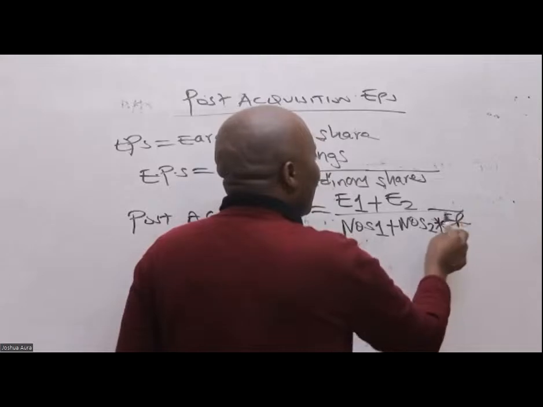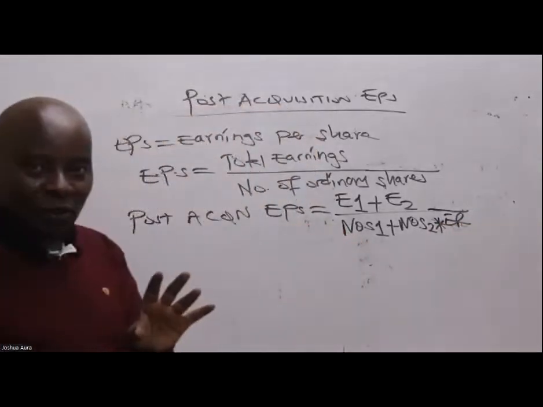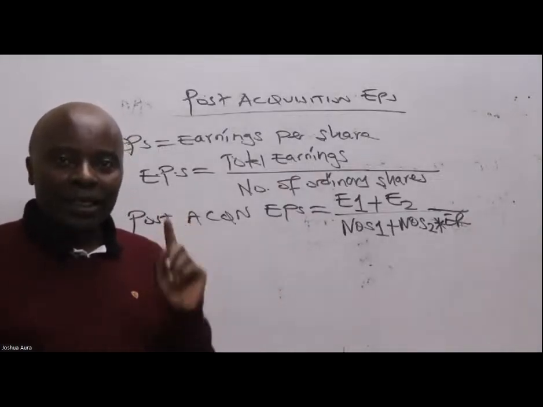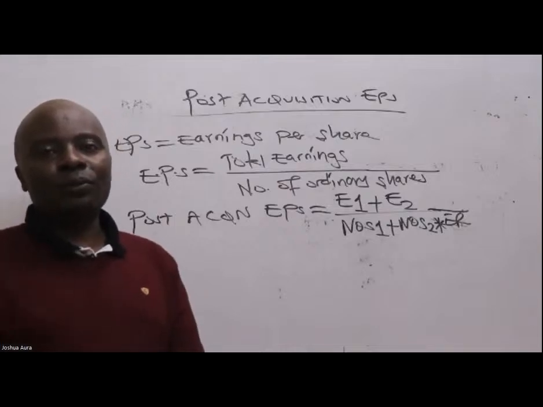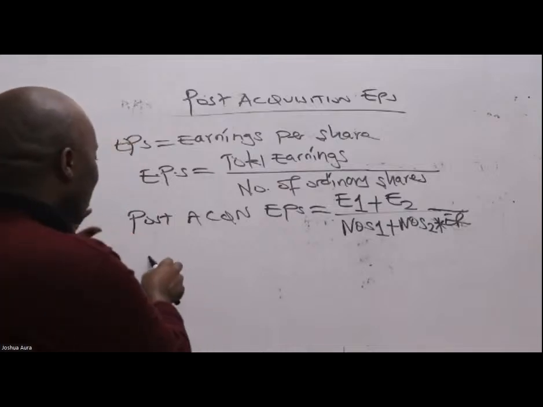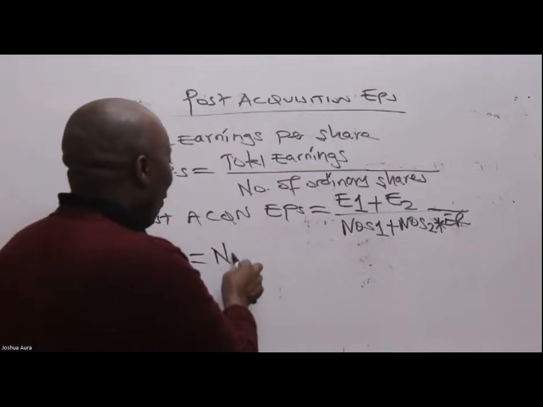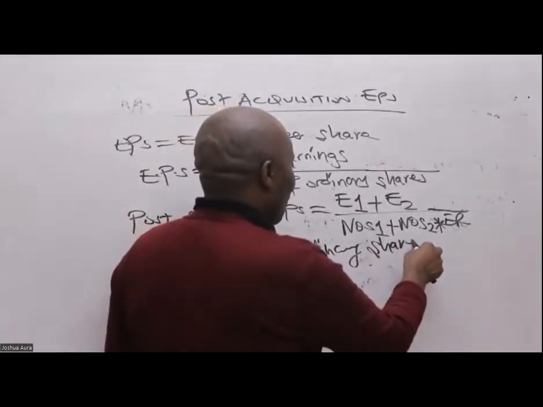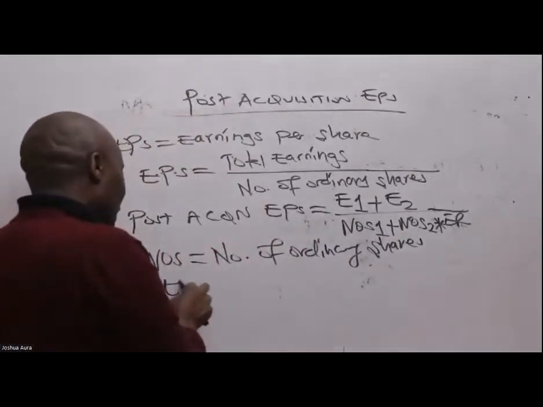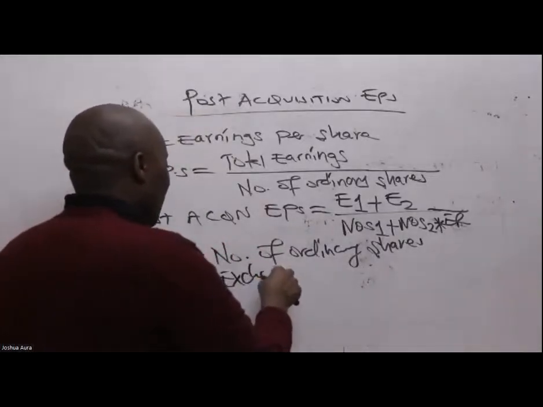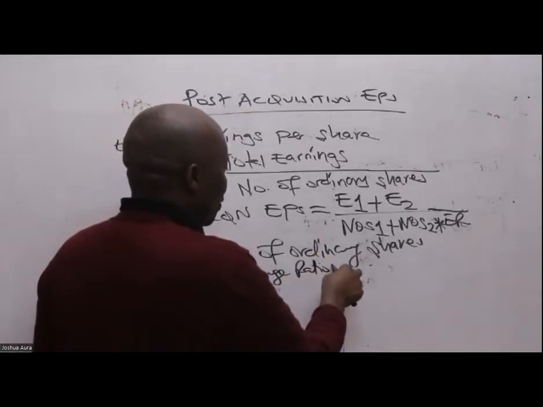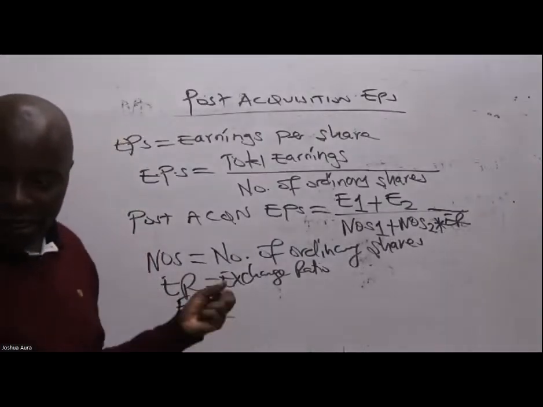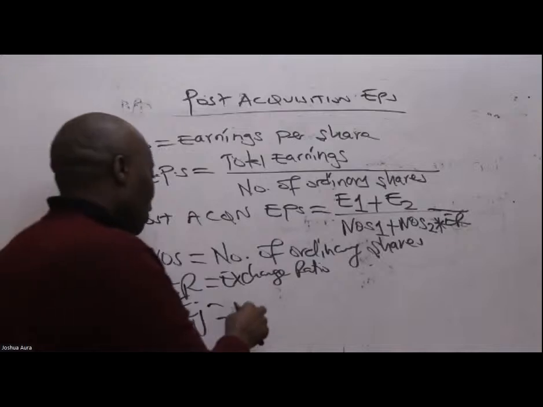But now remember that company 2, which happens to be representing the wife, must be multiplied with what we call the exchange ratio. So please don't forget that NOSE stands for number of ordinary shares, and this ER stands for exchange ratio, and then we have EJ. J can be a number like E1, E2. So this EJ is the total earnings.